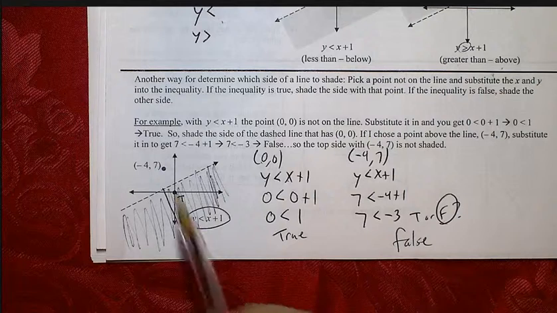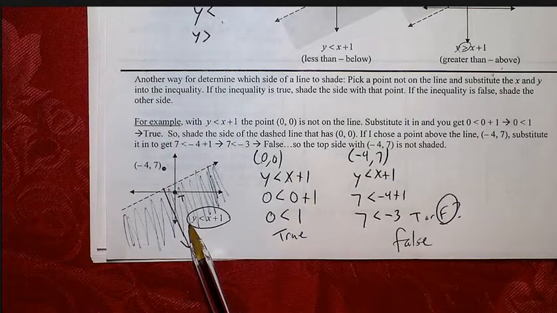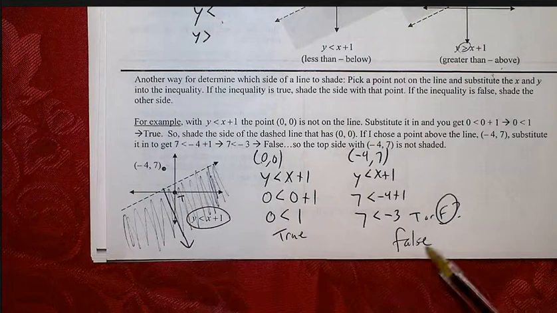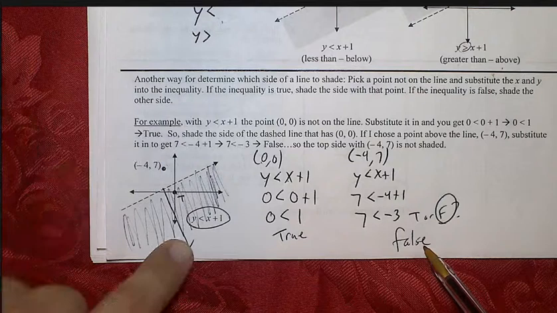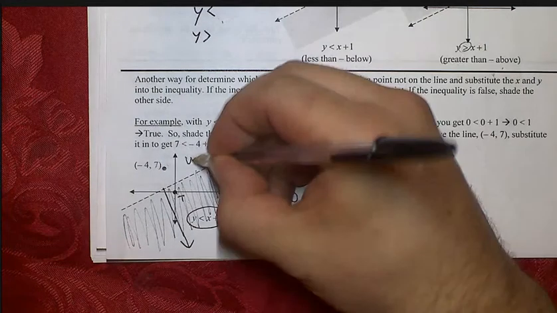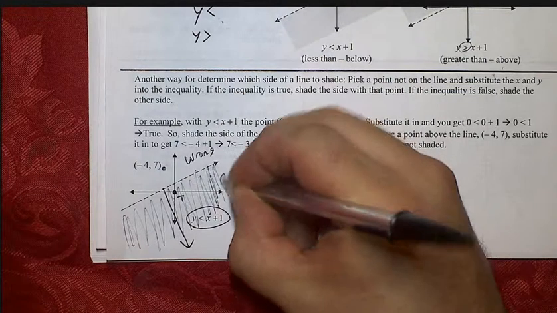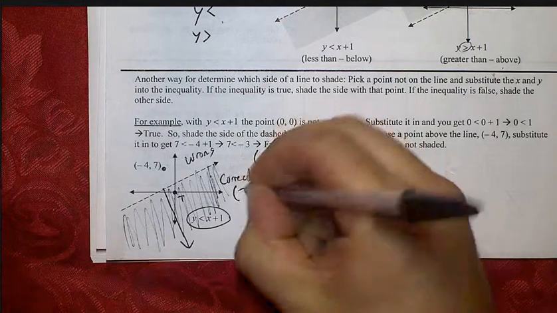So if you get a false answer, you shade the opposite side of the line where that false point was found. Okay, because that means this side is going to be the wrong side, and this side is going to be the correct side. It's the correct or the true side. The other side is the wrong or the false side. Okay, and you can see the connection from the previous material we did with the true and false, all real numbers, no solution, all that bit. Okay, so hoping you're seeing some kind of connection here.